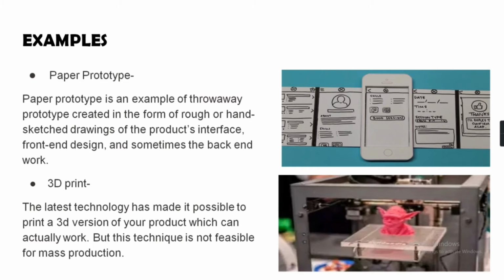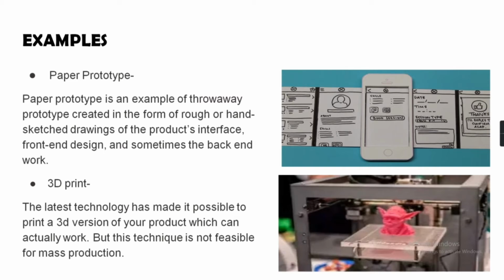Various examples through which we can understand prototype models are first the paper prototype. Paper prototyping is process of developing ideas and designing user flows with hand-sketched screens that represent a digital product. The primary goal of paper prototyping is to map our information architecture and visualize user flows. Second, 3D print. The 3D printing is a process of making three-dimensional solid objects from digital file which can actually work and make more sense.